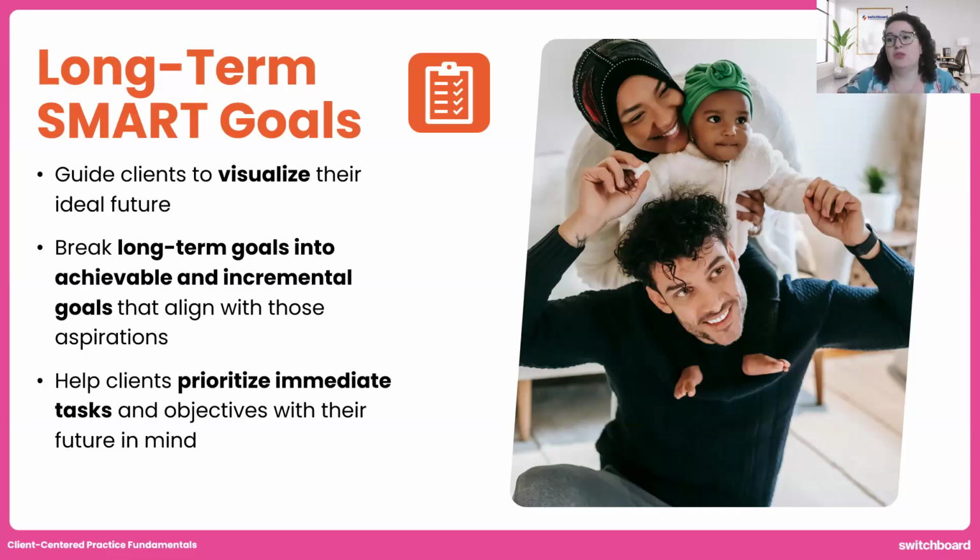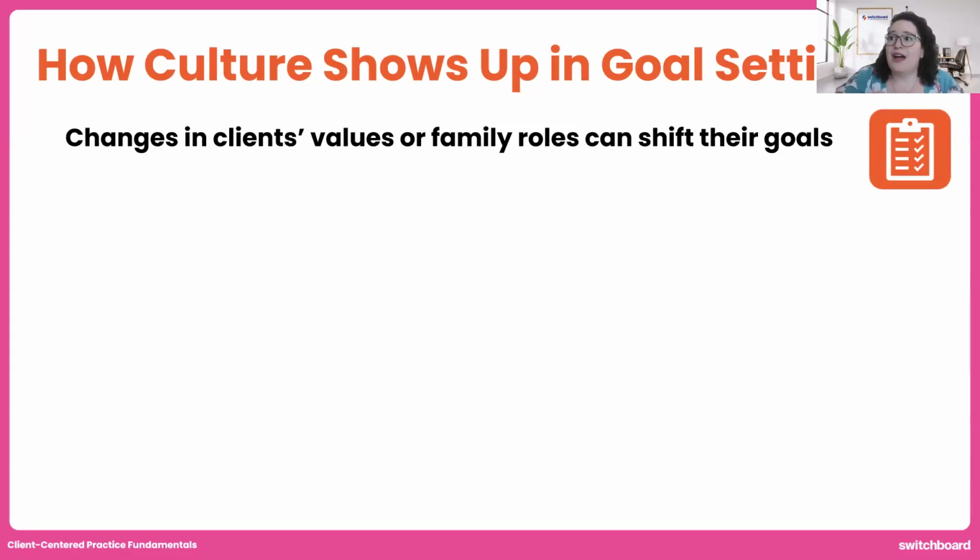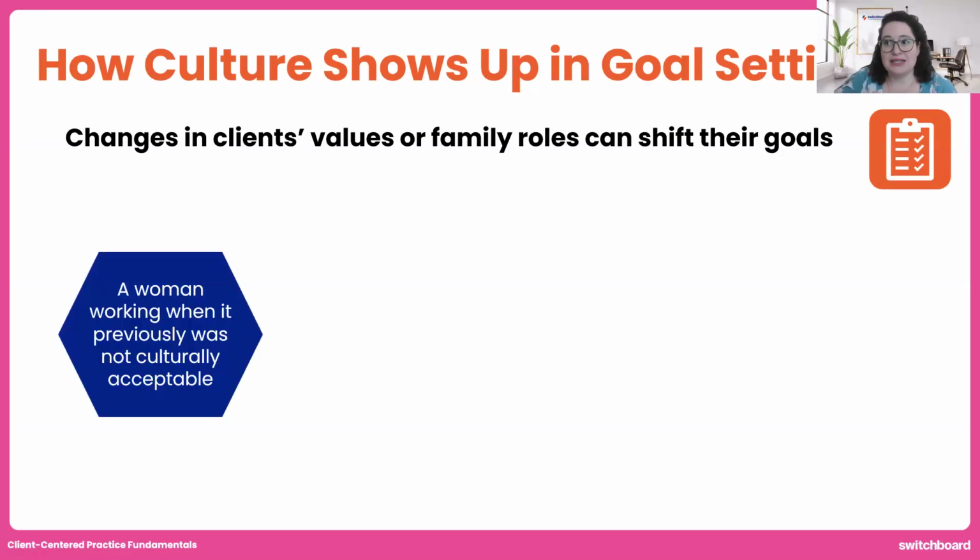Finally, I want to mention how culture shows up in goal setting: cultural values and family roles can shift how people think about their goals. So, just a few examples. If a woman was working when it was previously not culturally acceptable, that's going to change how she thinks about her employment goals, or what she might be able to imagine or envision as possible, or how it might change over time once she actually starts working.